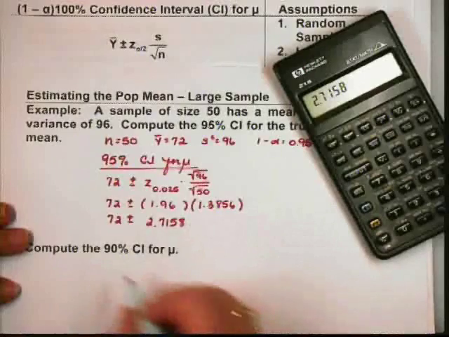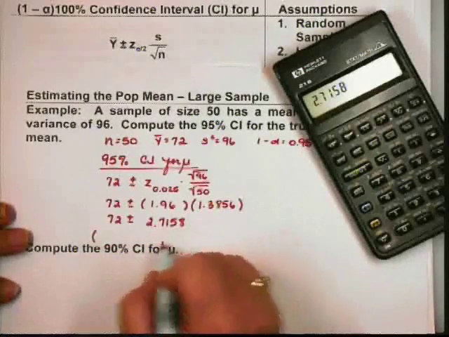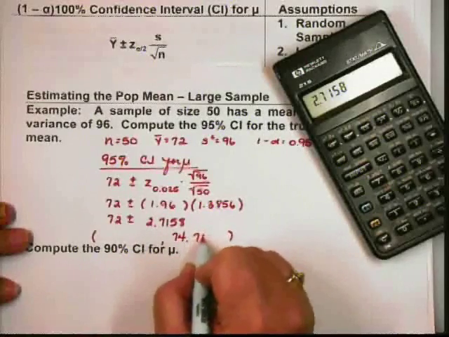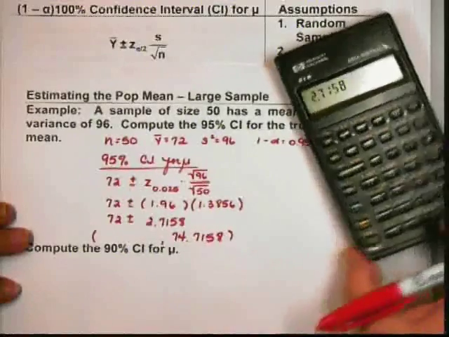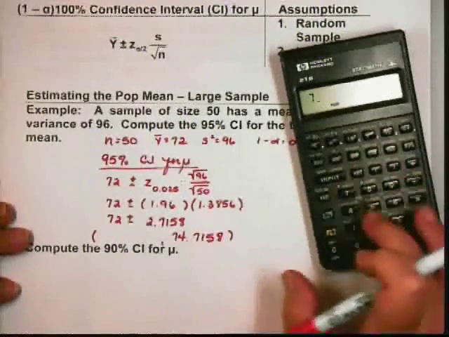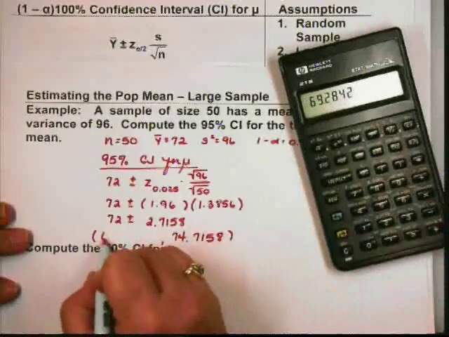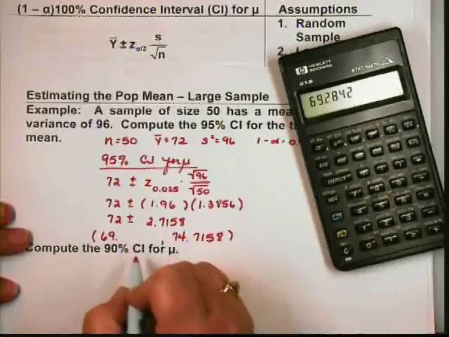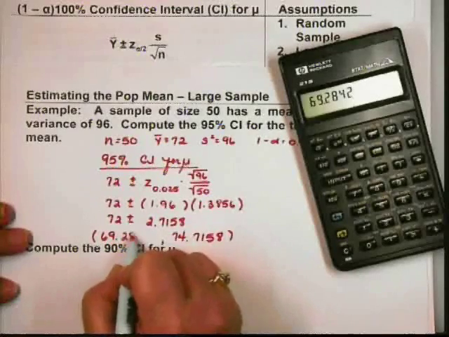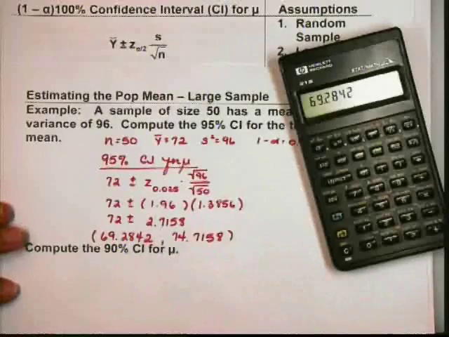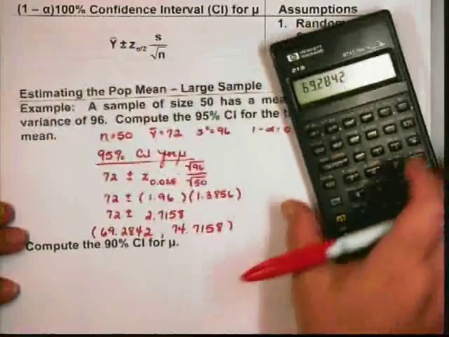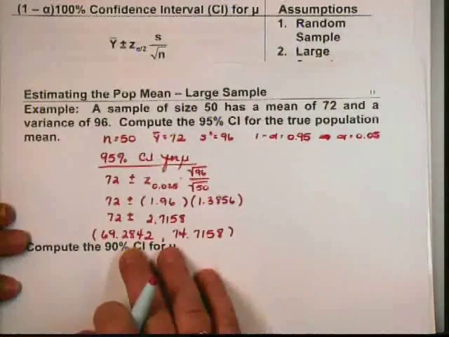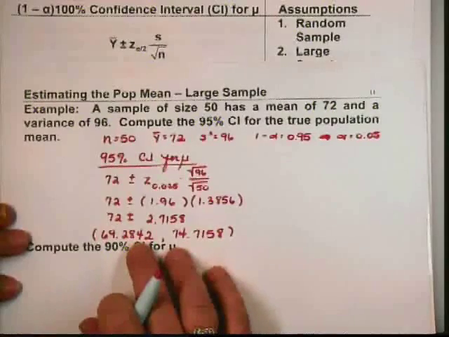So that means our interval goes from what at the left up to what on the right? Right hand's easy: 74.7158. What is it on the left? 69.2842. Do you agree? So we are 95% confident that the population mean is in this interval.